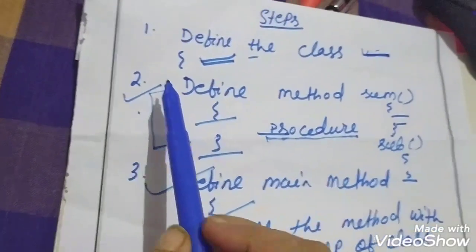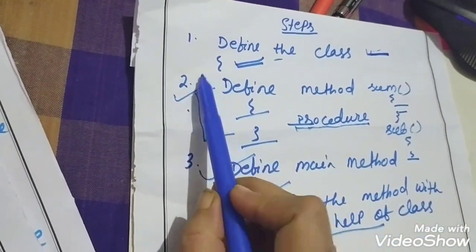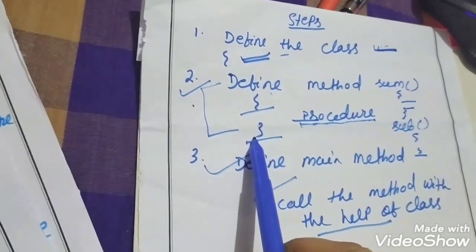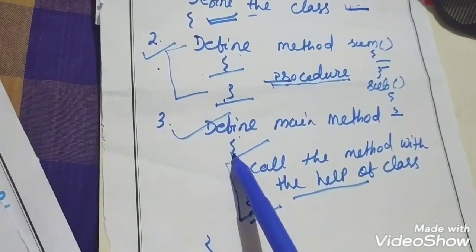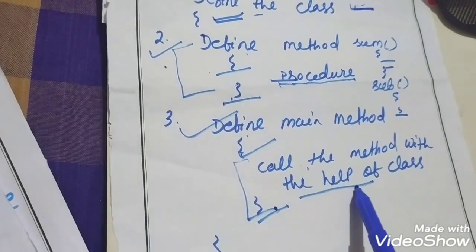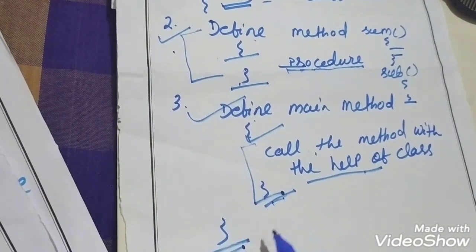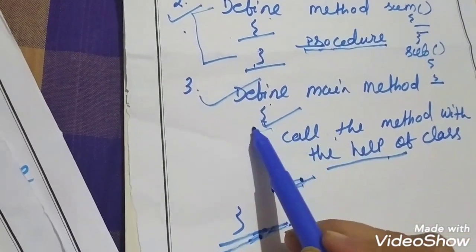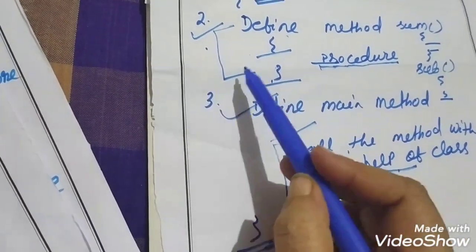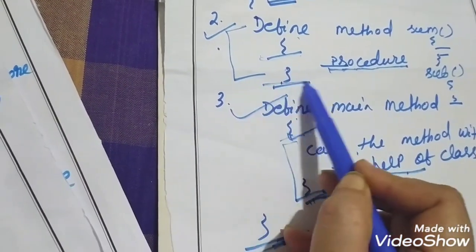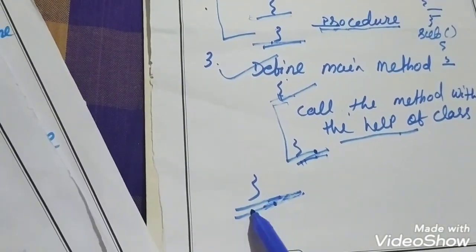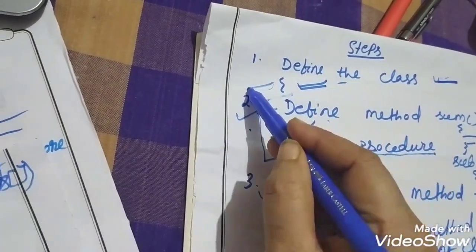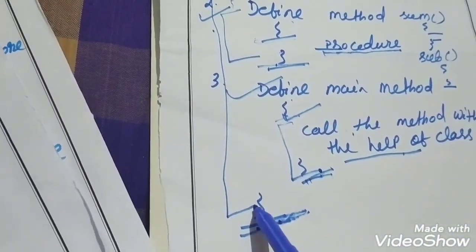Okay, so now you have to see those steps. Define the class, curly braces, define the method, curly braces, and write the procedure ended with the curly braces. Define the main method, curly braces, call the method with the help of class, ended with the curly braces, and then finish with the curly braces. This is the opening curly brace, this is the closing curly brace. This is the closing curly brace of the class.